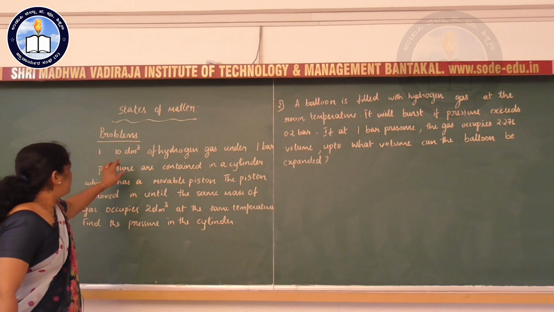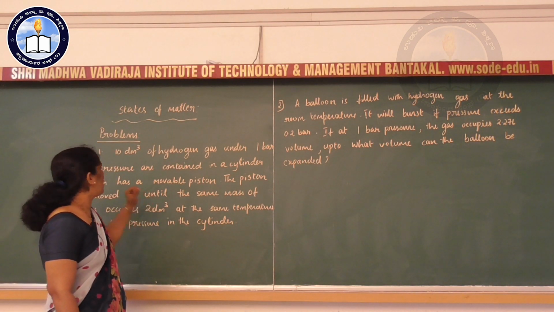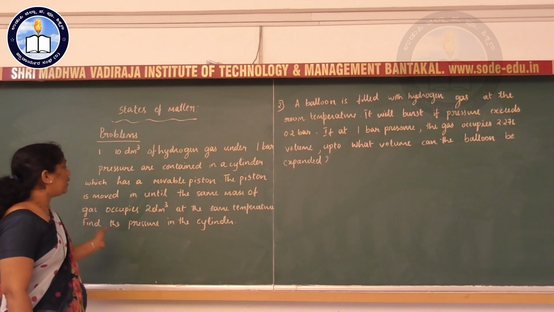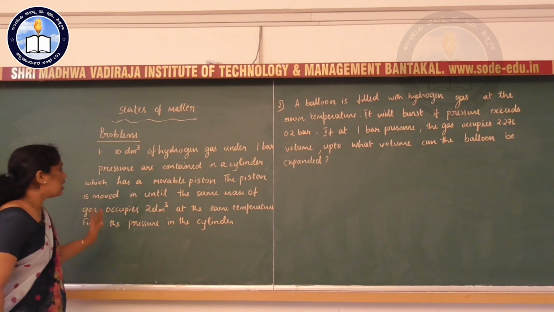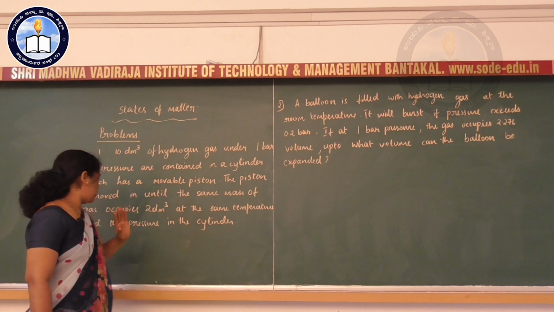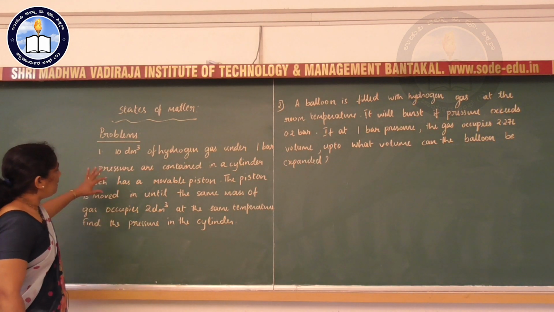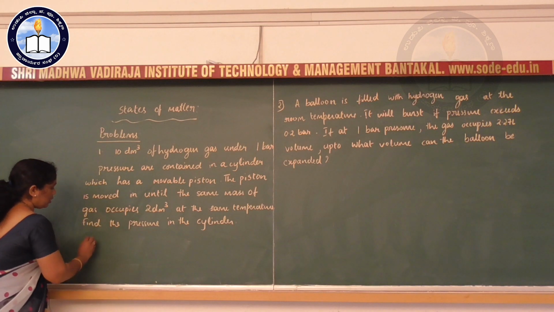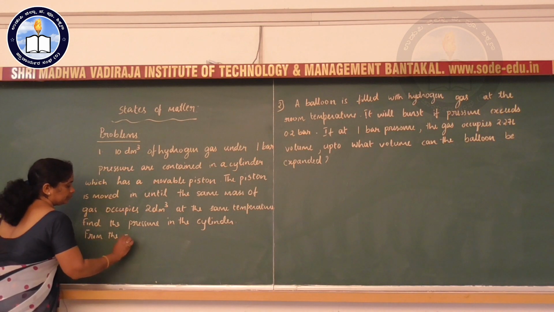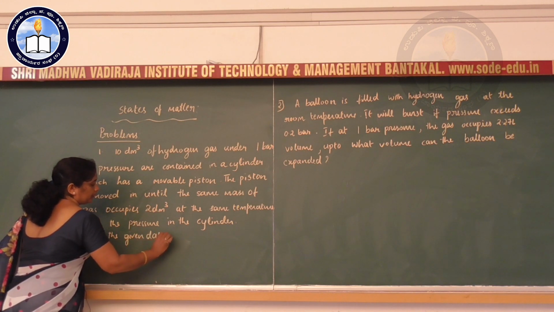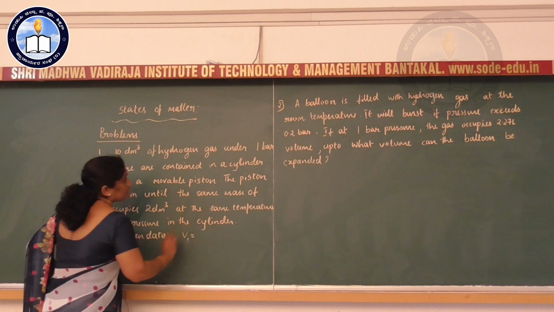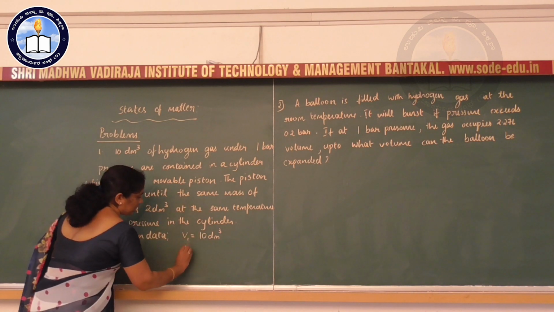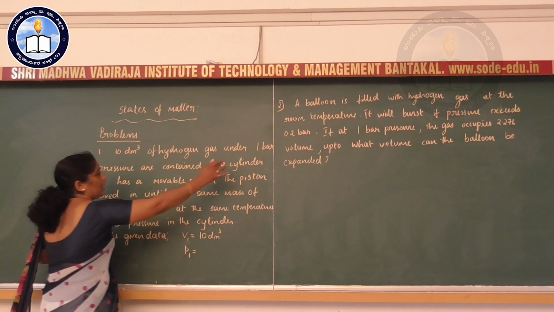Here one problem is given: 10 m³ of hydrogen gas under 1 bar pressure are contained in a cylinder which has a movable piston. The piston is moved in until the same mass of gas occupies 2 m³ at the same temperature. Find the pressure in the cylinder. By looking at the problem, we can say that initially the pressure was 1 bar. So from the given data, we can write V1 is equal to the initial volume, given as 10 m³. What is the pressure at that time? Let us take P1 as 1 bar.